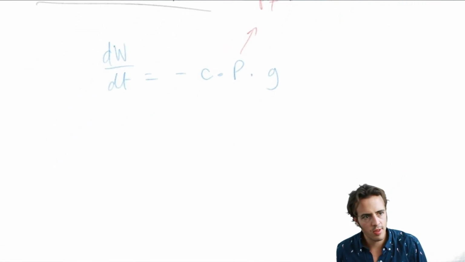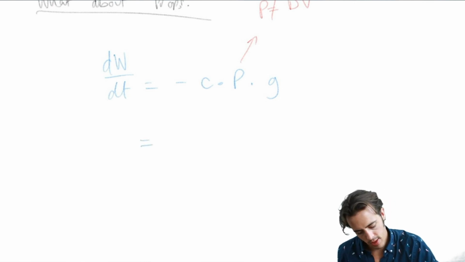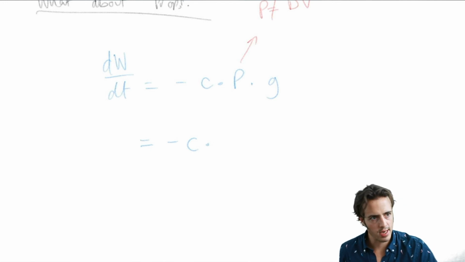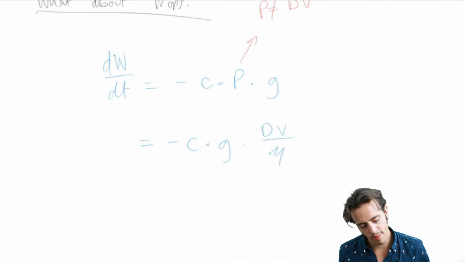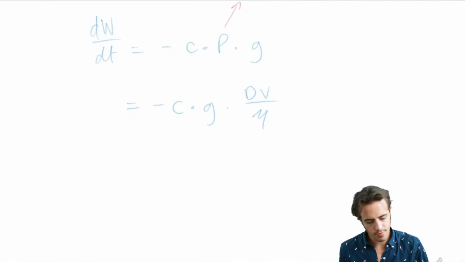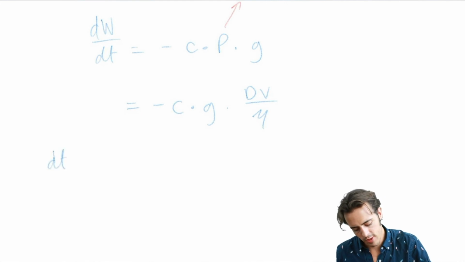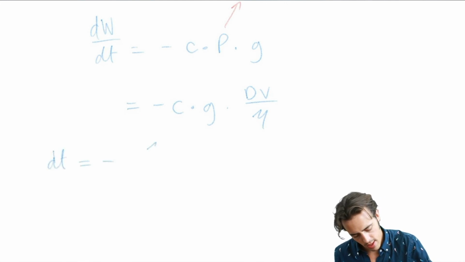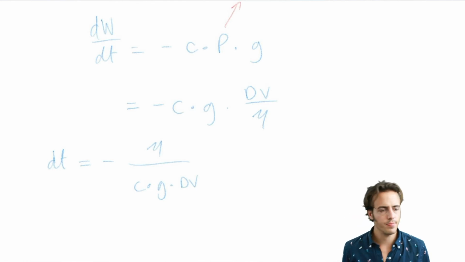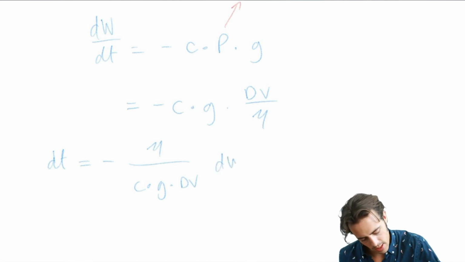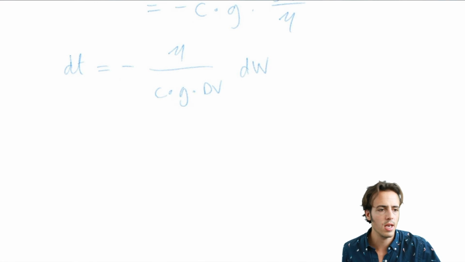So we can then substitute that into our equation. So dW divided by dt is equal to minus c, g multiplied by drag times V divided by eta. And then again we'll rearrange for dt. It's equal to minus eta divided by c g multiplied by dW over drag V. Again, I've got a dW in here. So this is our integral expression.